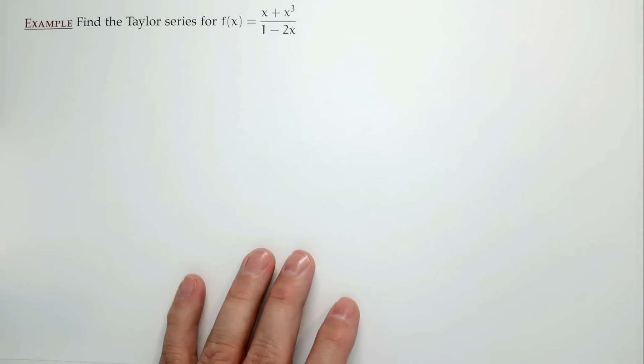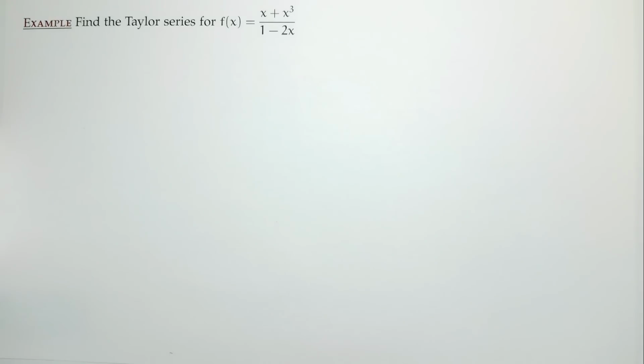All right, so let's try some of this manipulation. Find the Taylor series for f(x) = (x + x^3)/(1 - 2x). Now, when we're looking at this, one of the things we want to start by saying is, okay, what does this feel like to us?